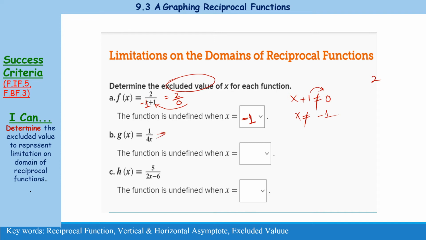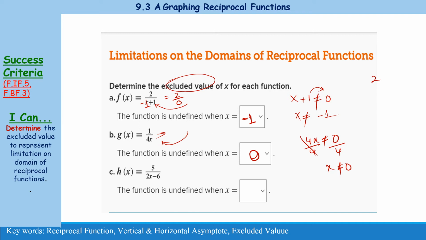Now let's suppose here 1 over 4x. Again, focus on the denominator, which should not be equal to 0. 4 is multiplying with x, so divide both sides by 4, you will get x not equal to 0. So in this case, the excluded value is 0.